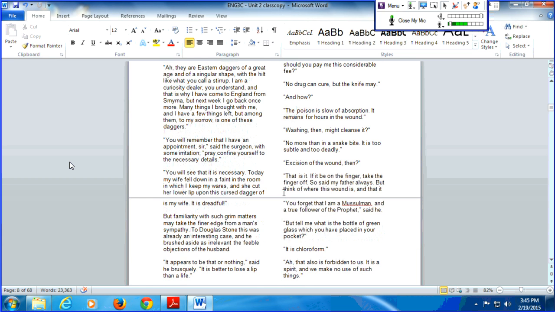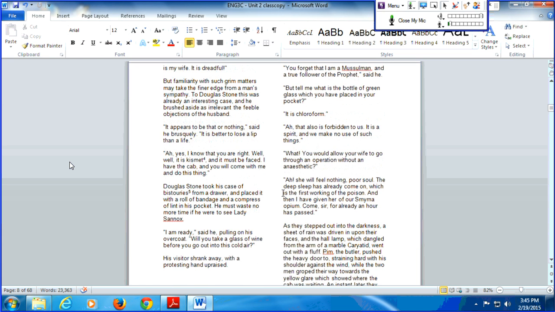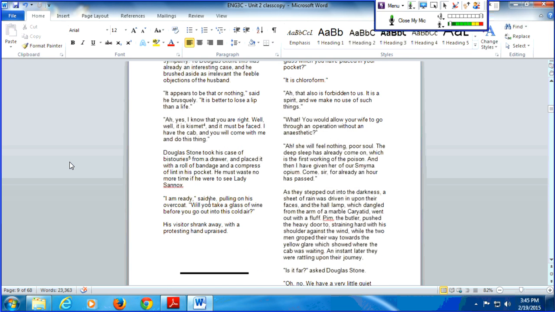"It's dreadful." Familiarity with some grim matters may take the final edge from a man's sympathy. To Douglas Stone, this was already an interesting case. He brushed aside, as irrelevant, the feeble objection of the husband. "It appears to be that or nothing," he said brusquely. "It's better to lose a lip than a life." "Ah, yes, I know you see it that way. Well, it is Kismet, or the will of Allah. It must be faced. I have the cab, and you'll come with me and do this thing."